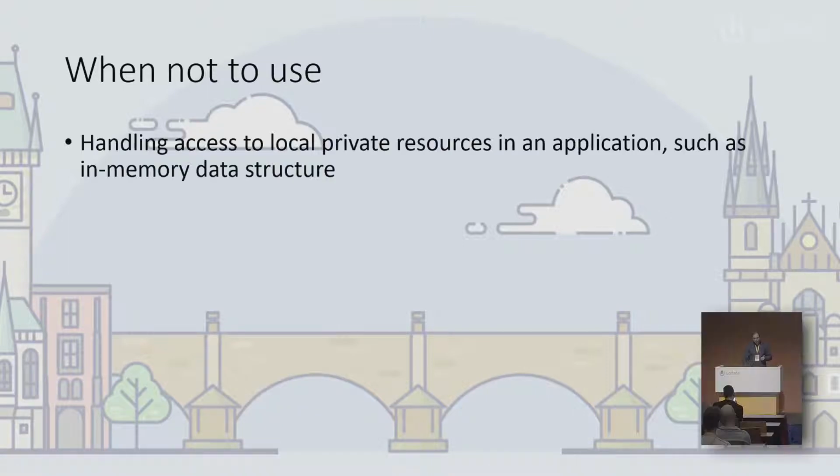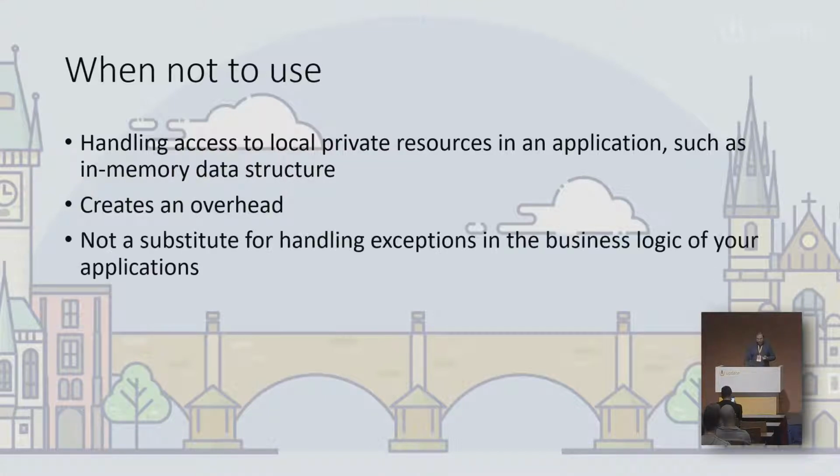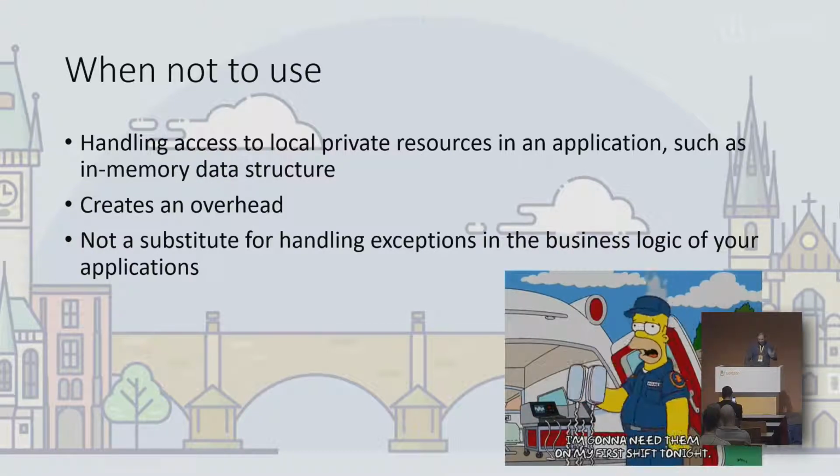It gives the user a better response from your application. When not to use it? When you need to handle access to local private resources or application, such as in-memory data structures. You don't want to use a circuit breaker for a hash table that you have inside your code, right? It's in memory. Come on. You want to use it for other resources that are outside. It does create an overhead because your code becomes a little bit more complex. It's not a way to handle exceptions, basically. Don't think of the circuit breaker as a way to forget about exceptions and just use this. So that's the circuit breaker.